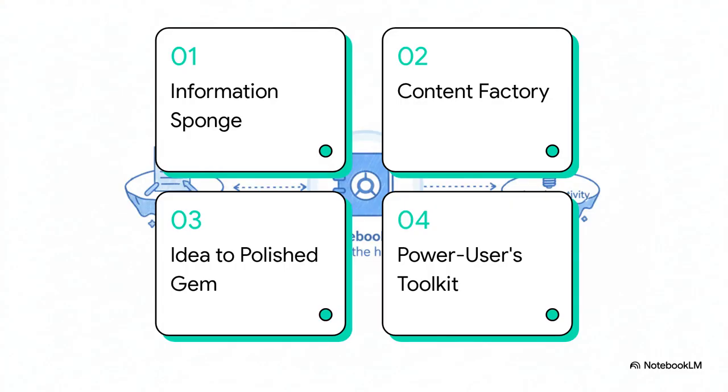So here's our game plan. We're going to break this down into 4 parts. First, we'll become information sponges, learning how to feed just massive amounts of data into our system. Then we'll actually build an automated content factory. After that, we'll see how to take that raw output and polish it into a professional gem. And finally, we'll get into the Power Users Toolkit to automate the whole shebang.